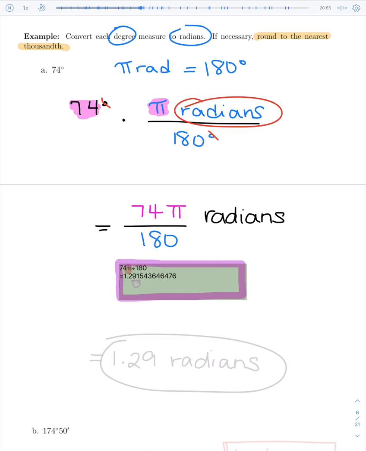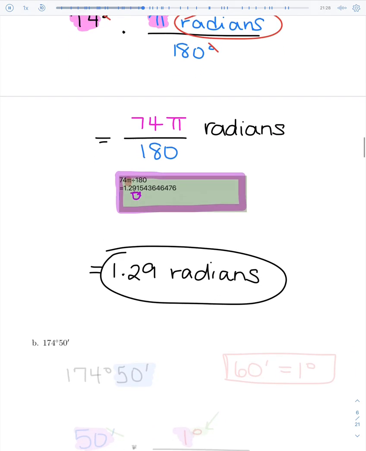So when you use your calculator, what we got, if we rounded to the nearest thousandths, which is where that 9 is, what the 1 tells us after it is that we're going to stay the same. So our final answer in radians is 1.29 radians. And again, this is only done this way if they want us to turn it into a decimal and they don't say anything about reducing it as a fraction.